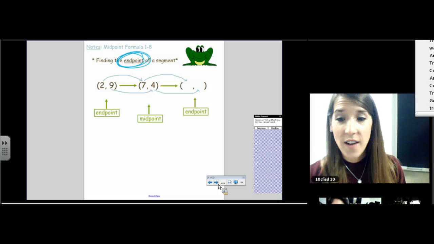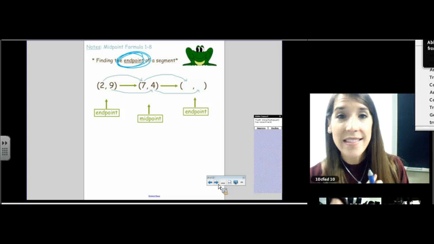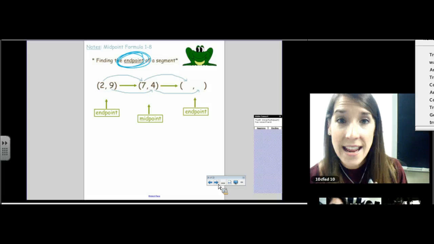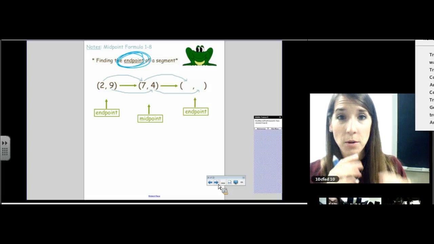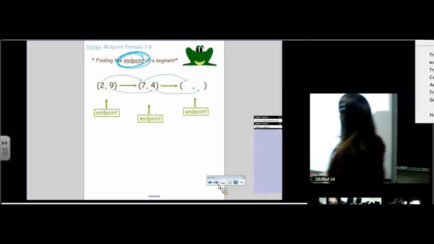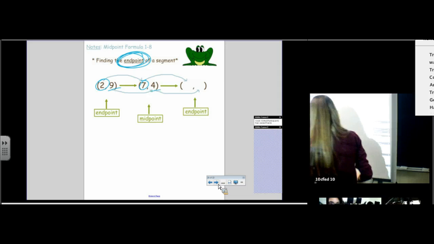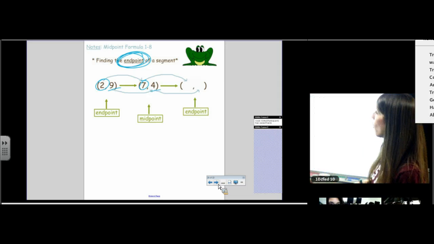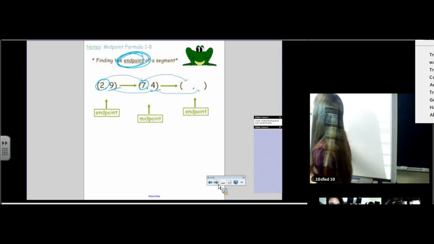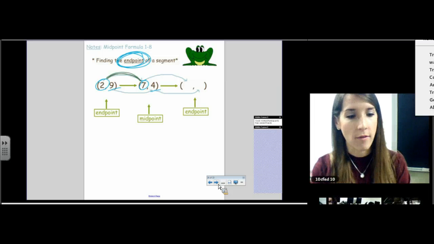Okay. So to find the end point of a segment, we are going to play leapfrog. This is not to find the midpoint. This is to find an end point. So in your notes, make sure you write end point. Now, we're still going to do the same thing that we've been doing. We're going to circle our x's and underline our y's. And now what we're going to do is we're going to leap. If we leap from 2 to 7, how far do we travel?